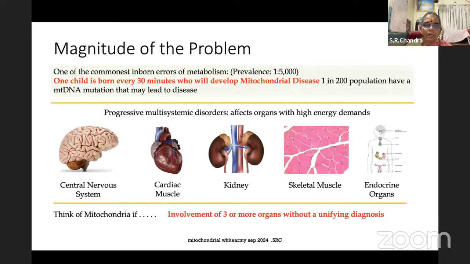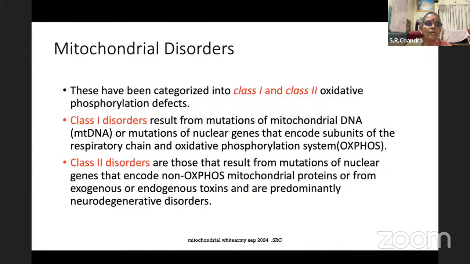Each organ will not have a unique diagnosis like a heart attack. That will not be there. They will have cardiomyopathy. So that is a kind of non-unifying disease of multiple organs. And these have been categorized into class 1 and class 2 oxidative phosphorylation defects. Class 1 disorders result from mutation of mitochondrial DNA itself. We saw that the mitochondrial DNA is in the cytoplasm. So mutation taking place in the cytoplasmic mitochondrial DNA itself is called class 1.